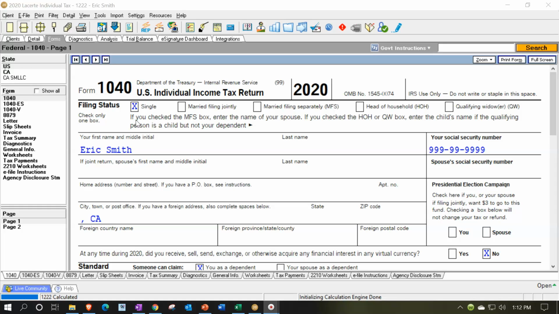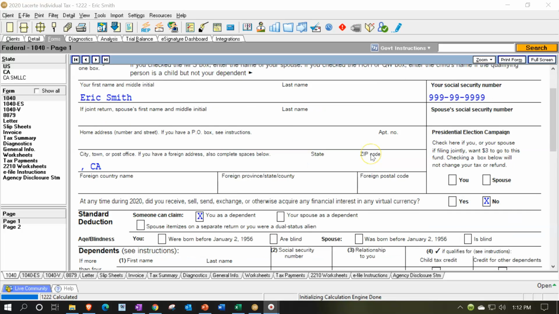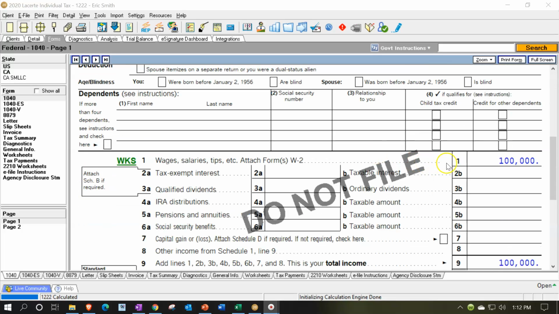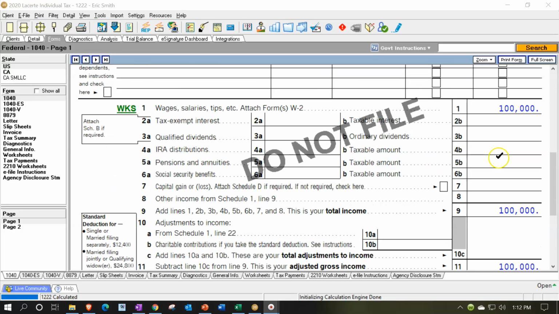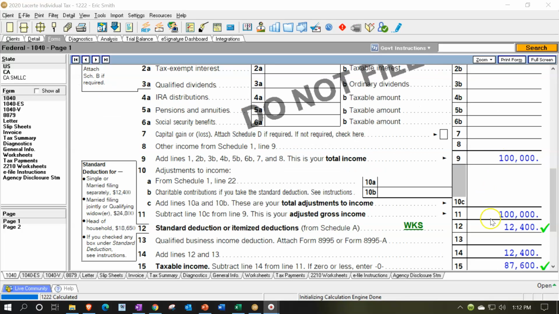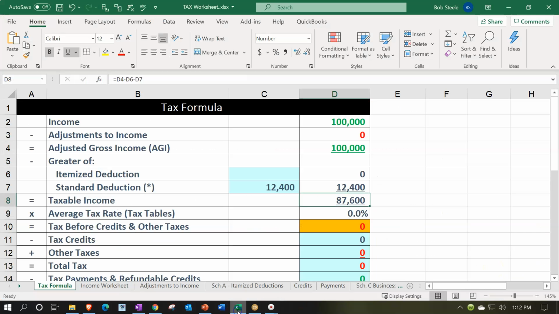So we're going to have our single filer again, Eric Smith. We're going to say that they have W-2 income to start off with of $100,000, standard deduction of $12,400, taxable income being $87,600. If we go back over to our tax formula worksheet, same thing, $100,000, standard deduction here, the $87,600. That's going to be our starting point.